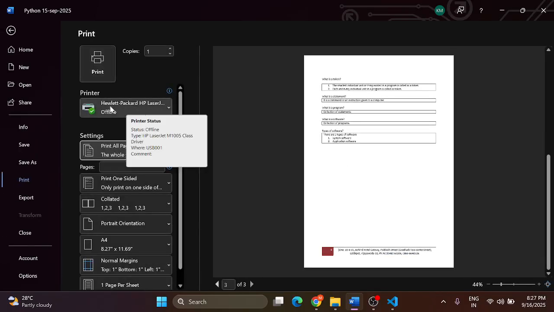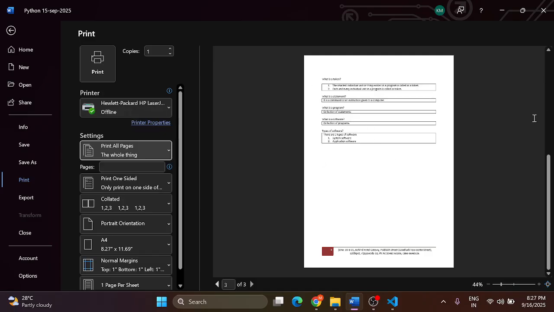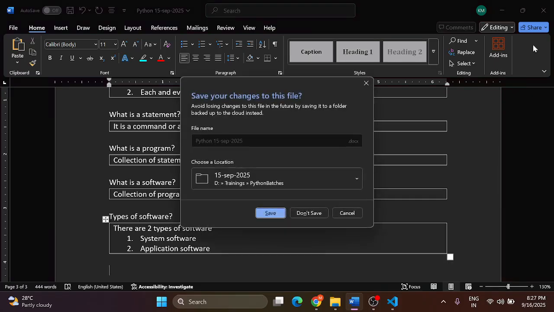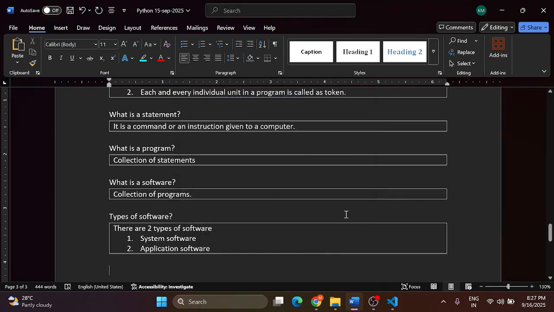I've installed some software actually, HP LaserJet or something. This kind of software I've installed. This software actually sends this document to the printer if the printer is connected. That is called a printer driver, I would say. Without having a printer driver, you can't send these pages to the printer.